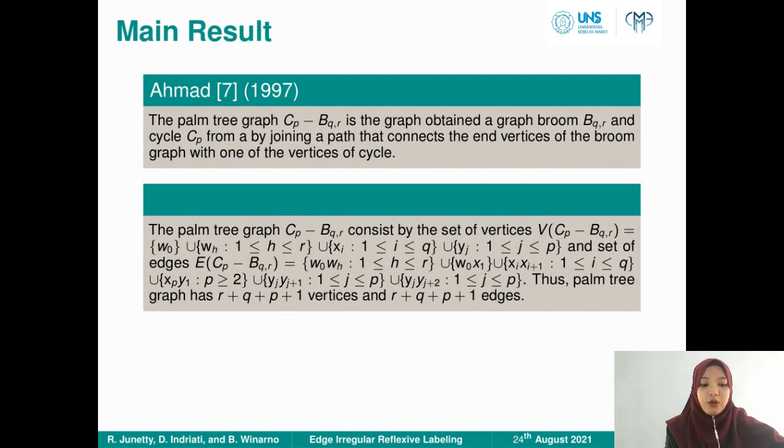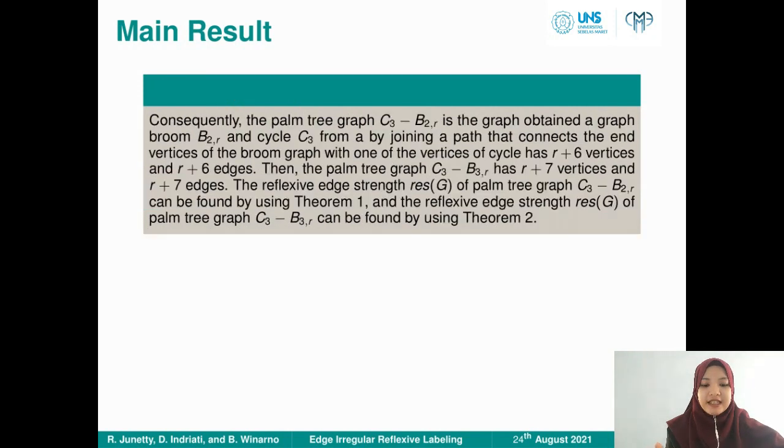union w0 x1, union x_i x_i+1, where i is greater than 1 and less than q, union x_q y1, where p is greater than 2, union y_j y_j+1, where j is greater than 1 and less than p, union y_j y_j+2, where j is greater than 1 and less than p. The palm tree graph has r plus q plus p plus 1 vertices and r plus q plus p plus 1 edges.